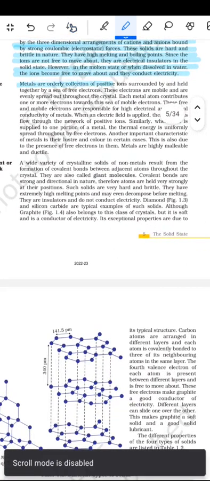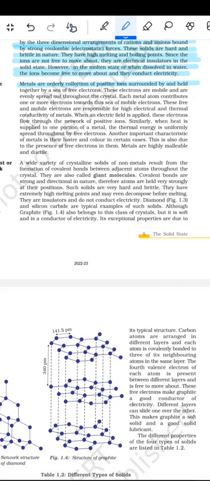Metallic solids क्या होते हैं? तो metals are an orderly collection of positive ions surrounded by and held together by a sea of free electrons. These electrons are mobile and are evenly spread out throughout the crystal. Each metal atom contributes one or more electrons towards this sea of mobile electrons. These free and mobile electrons are responsible for the high electrical and thermal conductivity of the metals. When an electrical field is applied, these electrons flow through the network of the positive ions.